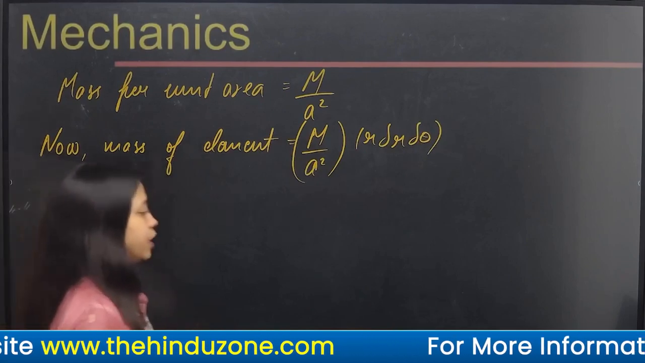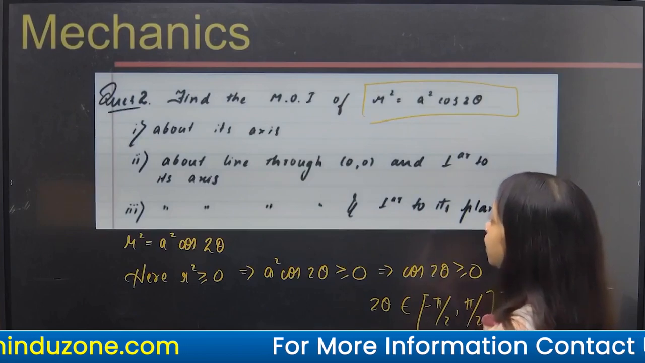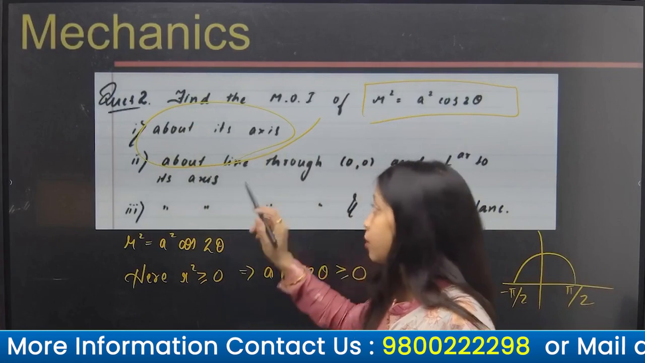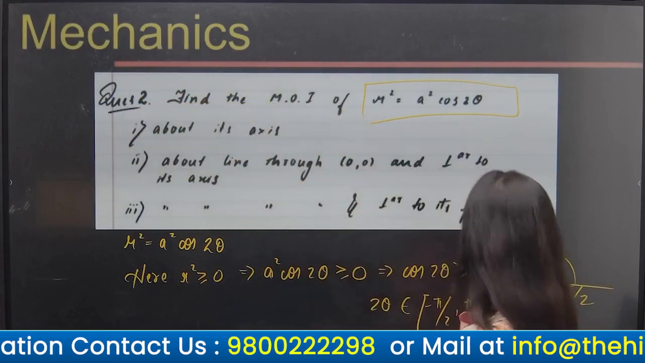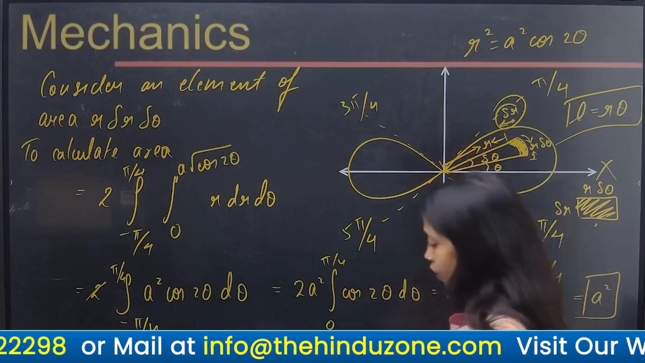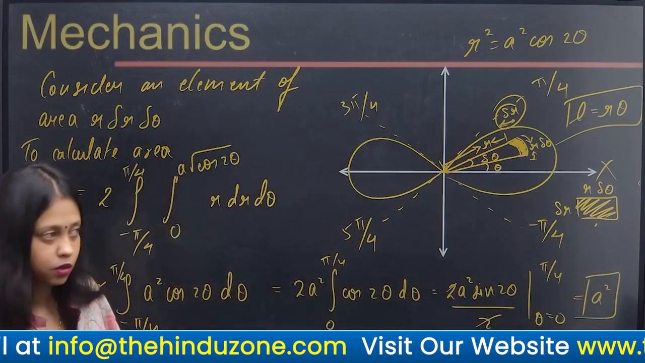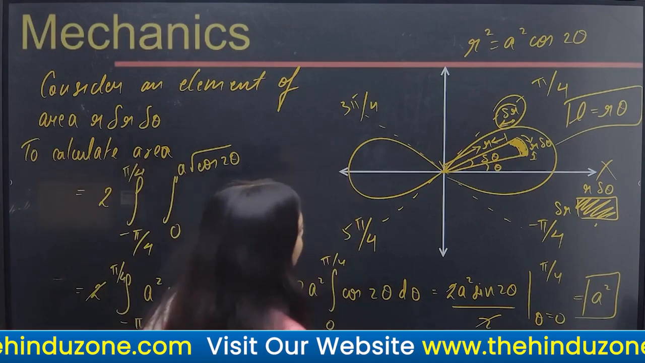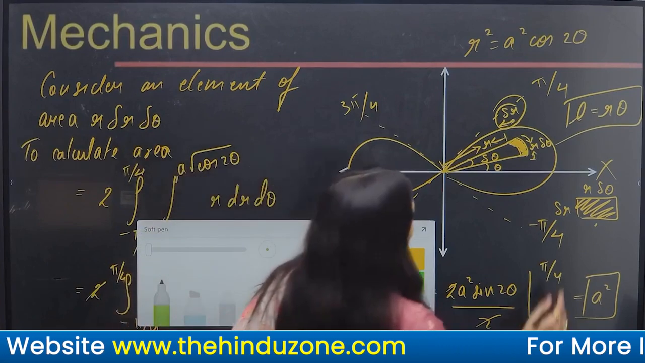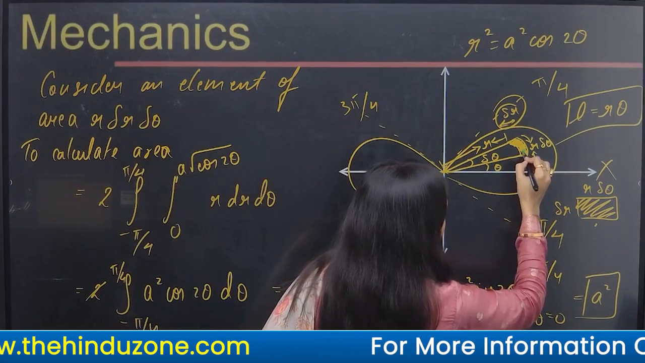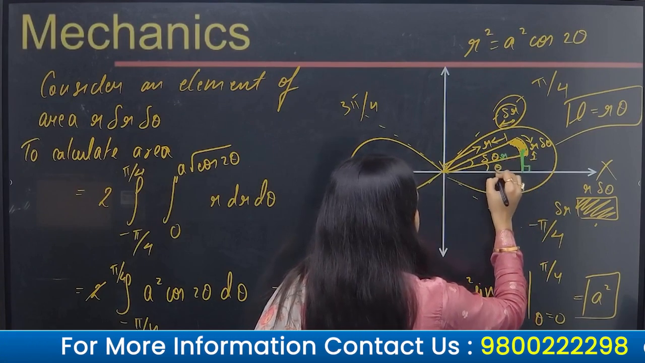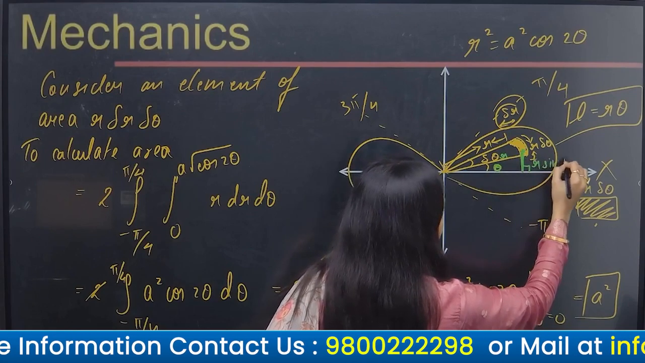Now, the first part is we have to find its moment of inertia about its axis. This is the axis of this figure. R square is equal to A square cos 2 theta. So what is the distance? As you can see from here, what is the perpendicular distance to this axis? This is theta and this length is r, so definitely this is r sine theta. So that is the distance.